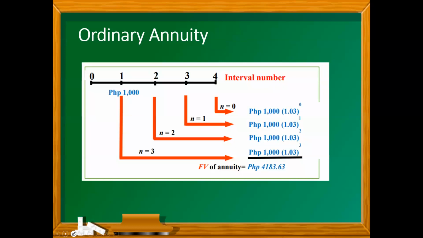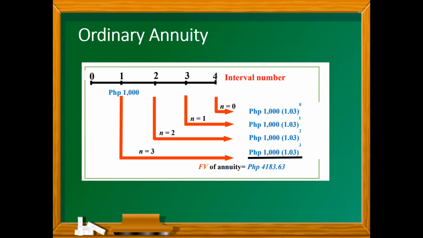Now, an ordinary annuity is an annuity in which payments are made at the end of the payment periods, as you can see here in the illustration. So the first payment is made at the end of the first payment period, and the last payment coincides with the end of the term. The amount of an annuity is the sum of the compound amounts on hand at the end of the term.